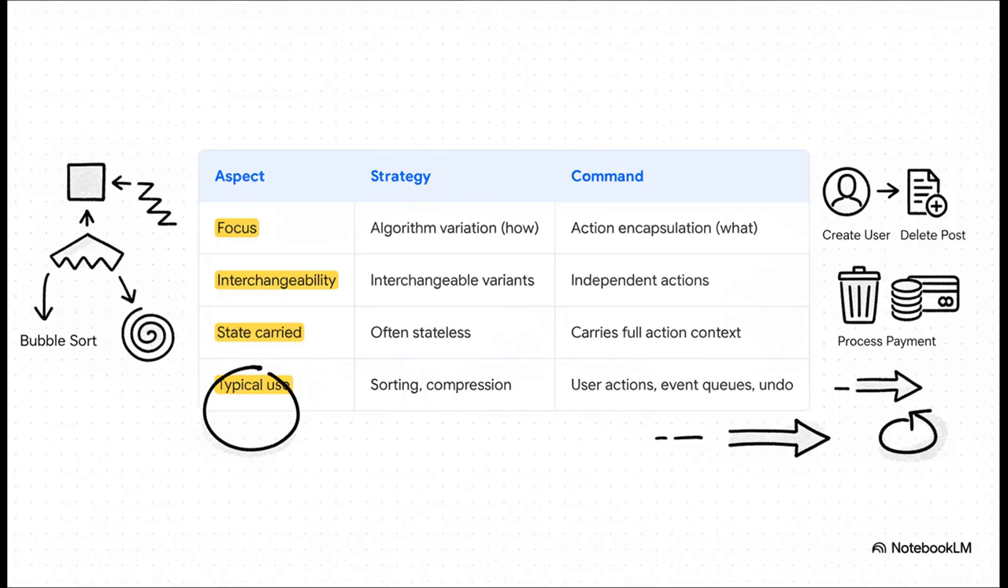Strategy is all about how to do something. You've got one goal, like sorting a list, and multiple algorithms to achieve it. Quick sort, merge sort, whatever. They are interchangeable ways of doing the same thing. Command, on the other hand, is all about what to do. It encapsulates lots of different independent actions. Create a user, delete a post, process a payment. These are not interchangeable. They are fundamentally different outcomes.